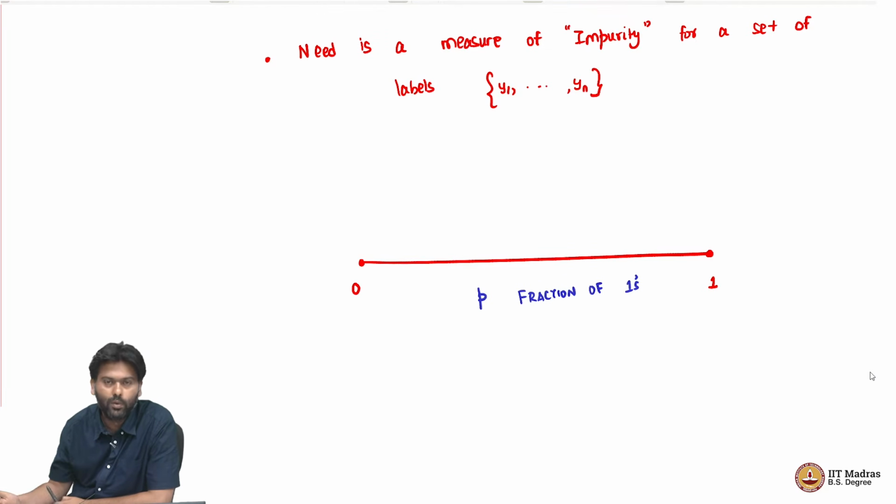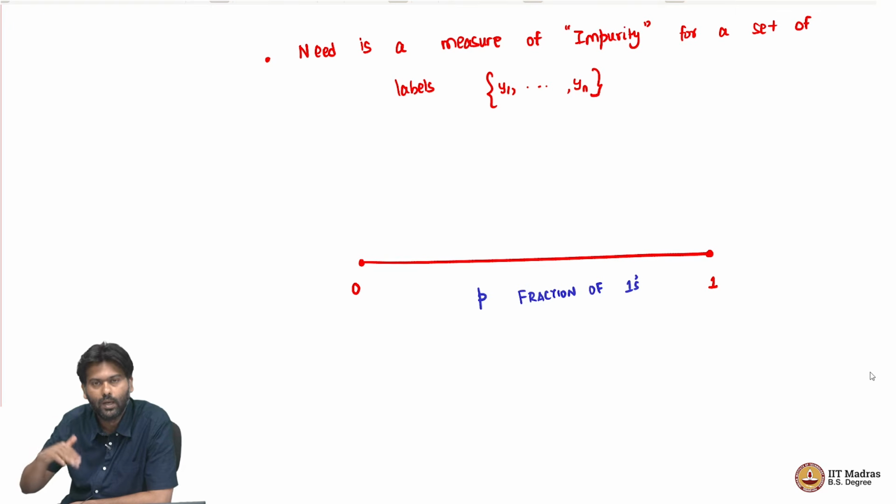But the worst case would happen when p is half. When you have a bunch of labels where 50% of them are positive and 50% of them are 0, you are still very uncertain about this set of data points, because you will not be able to say anything concrete about the label. So, the measure of impurity should be highest at 0.5 and it should be 0 at 0 and 1.